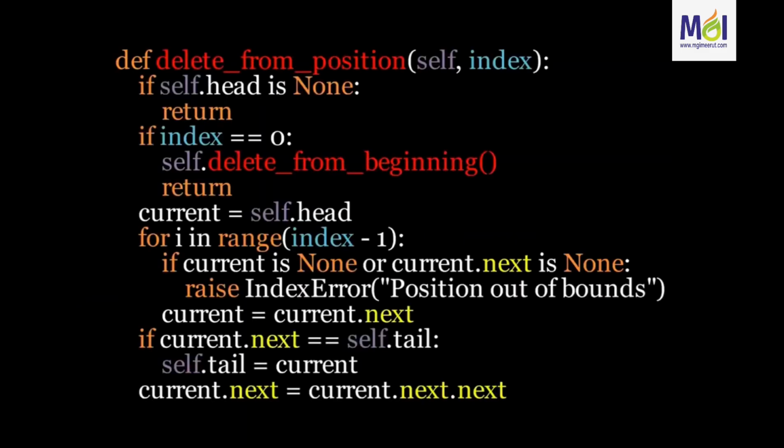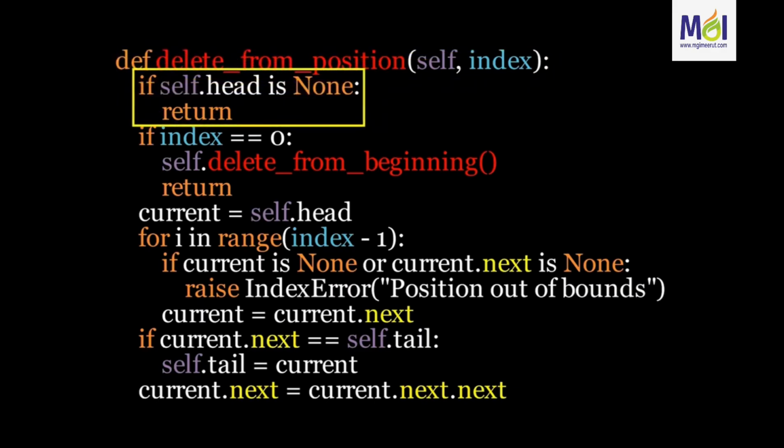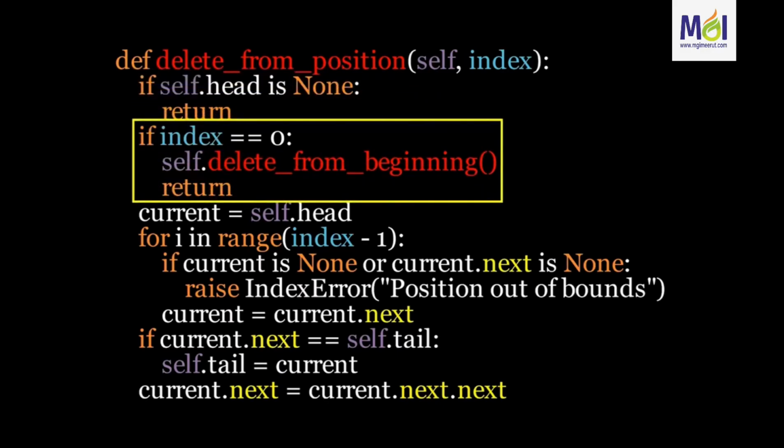Next, let's discuss deleting a node from a specific position. We'll first look at the code and then the visuals. The process starts with defining the function, taking the index as an input parameter. The algorithm first checks if the list is empty. If it is, the function will simply return. If the index is 0, it will perform the delete from beginning operation as described earlier.